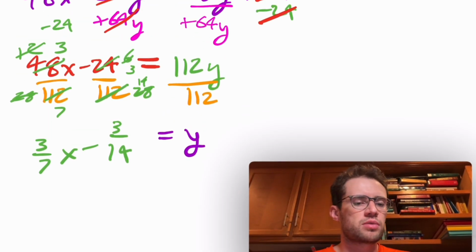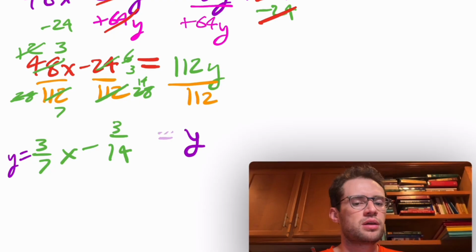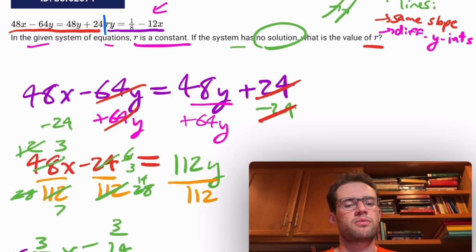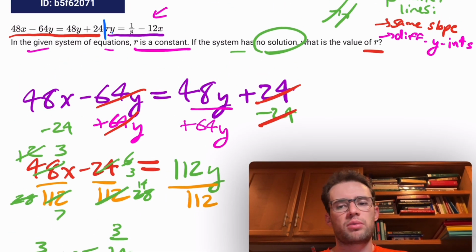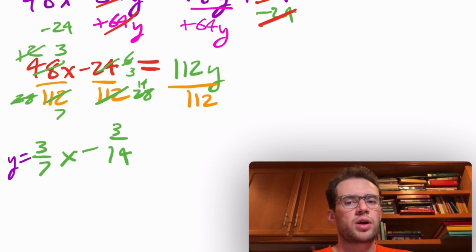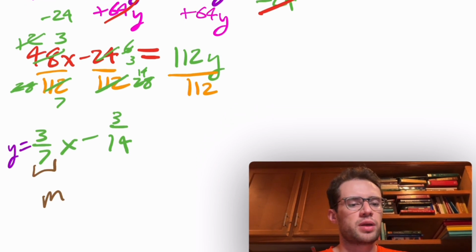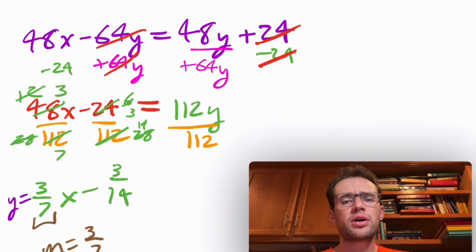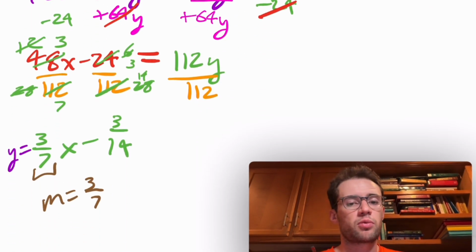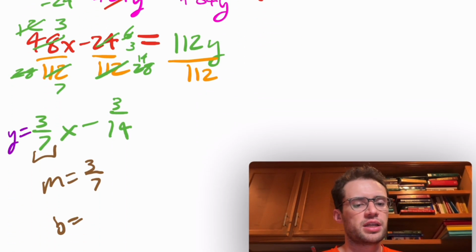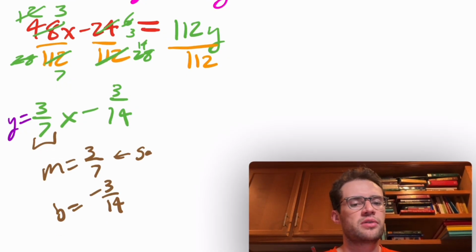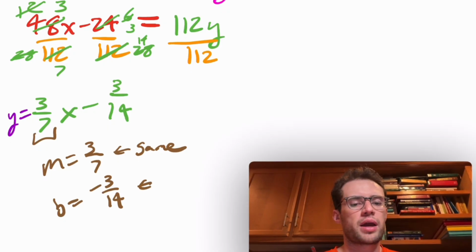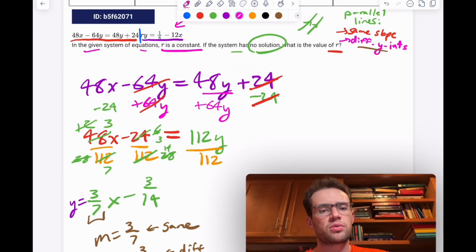If you want, you can rewrite it so that the y equals is on this side. That's what a lot of people are used to with slope-intercept form. But again, we want to figure out what the slope would be. So our slope here is what we're multiplying x by. Our slope is 3/7. And we also technically need to know the y-intercept, because the y-intercept should be different. So our y-intercept is negative 3 over 14. All right, so we want the slope to be the same as this, and we want the y-intercept to be different from negative 3/14.